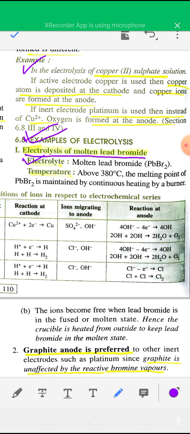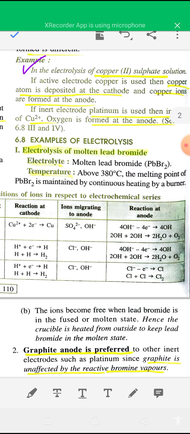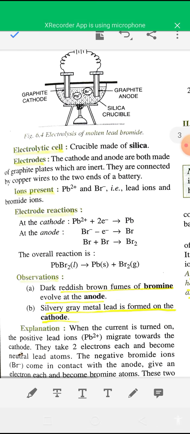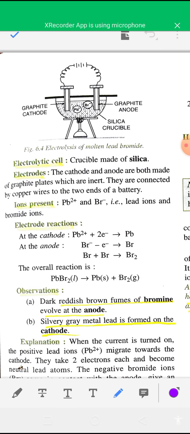So during electrolysis of molten lead bromide PbBr2, the electrolyte used is molten lead bromide PbBr2, and the temperature is above 380 degrees Celsius. The melting point of PbBr2 is maintained by continuous heating by a burner. Okay, and this is the electrolysis of molten lead bromide.